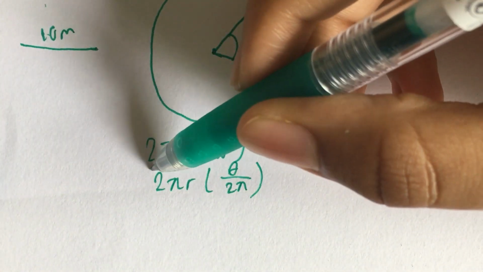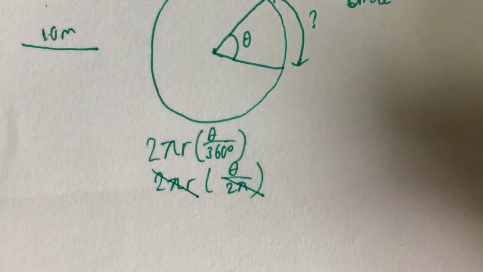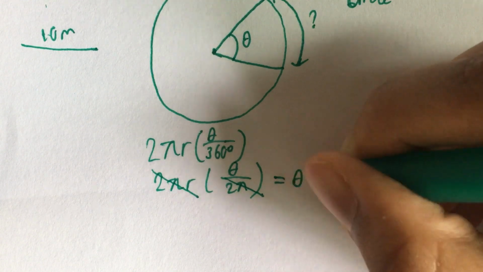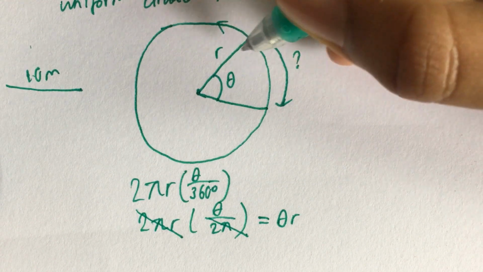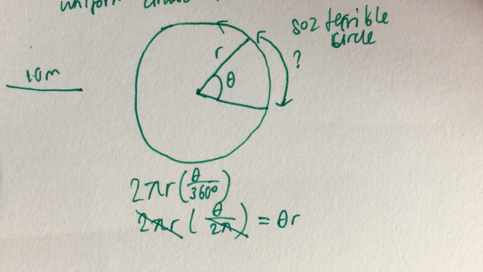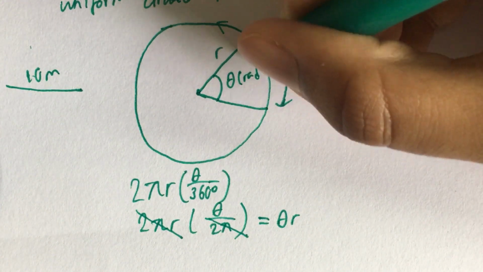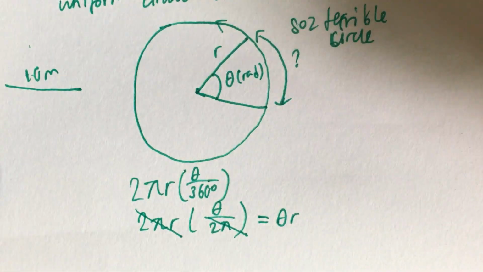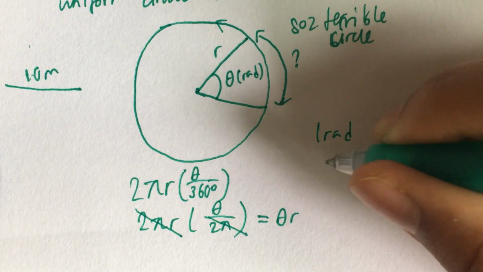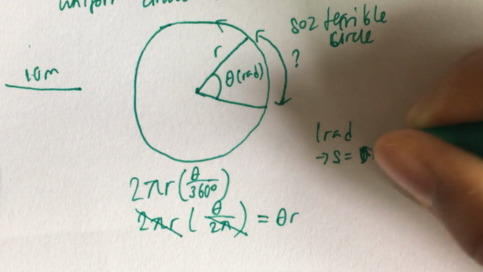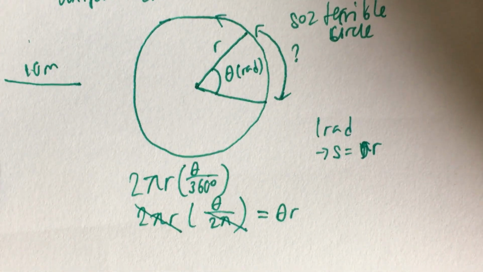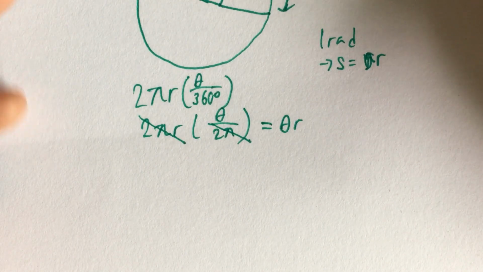What do you think happens? The 2 pi here and the 2 pi there cancel out. So your displacement is just theta times r, the angle times your radius. Isn't that brilliant? It makes your equation so much less confusing, and it doesn't even include pi. So if you traveled 1 radian, then your displacement is 1 times the radius. That's how you express your displacement in radians.